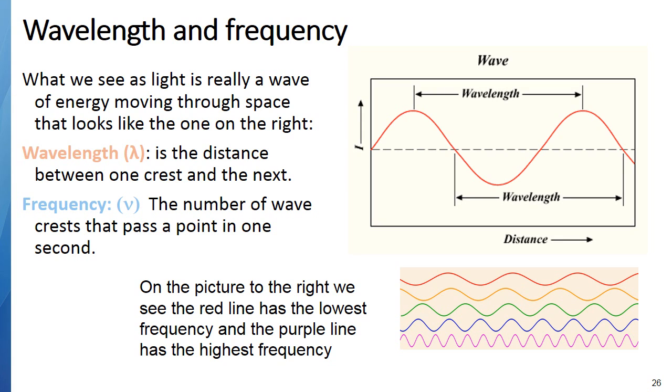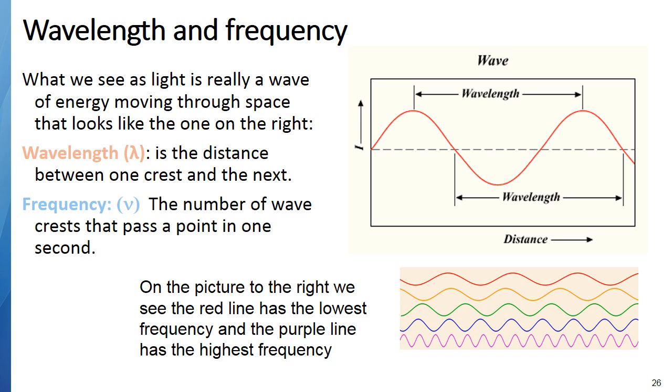So wavelength and frequency. When we look at light, it is actually a wave of energy moving through space. It looks like the one here to the right, the red line. A wavelength is the distance between the top of one wave to the top of the next wave, or actually you can take any point along the wave, and if you measure to the exact same point on the next wave, you have the wavelength. So the distance between crests.